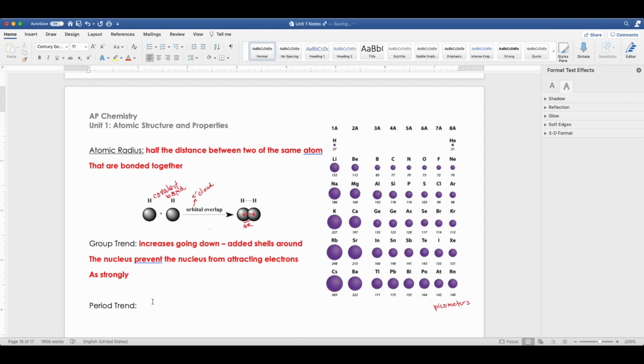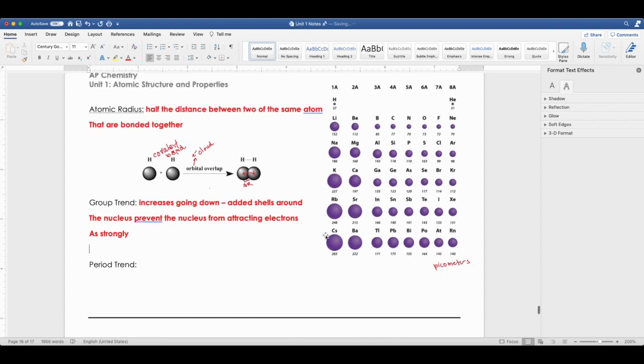Then we'll talk about the period trend. So we could see here very clearly that as I go across any of these periods, the atomic radius is decreasing. Going across.